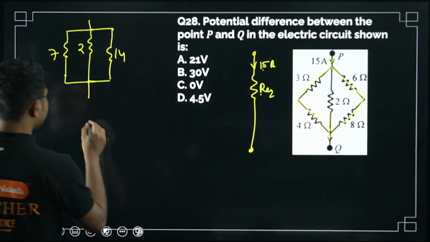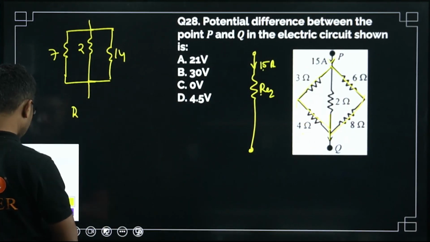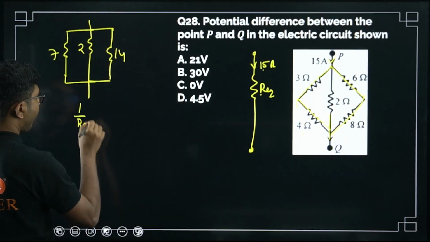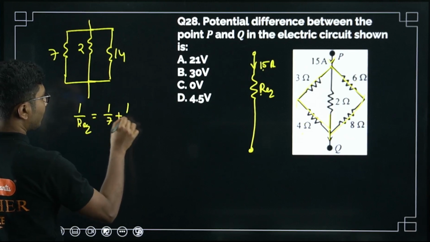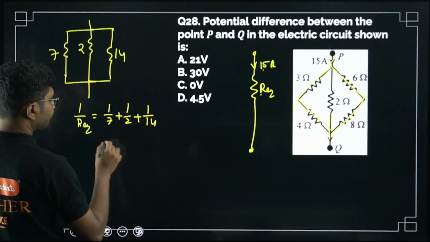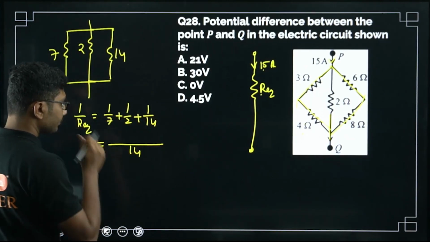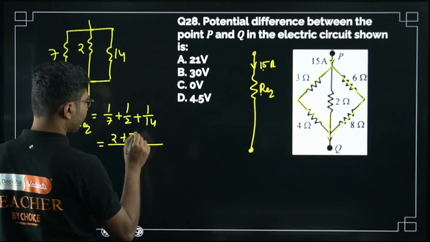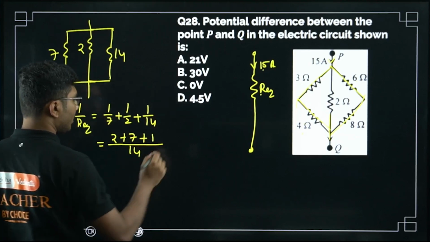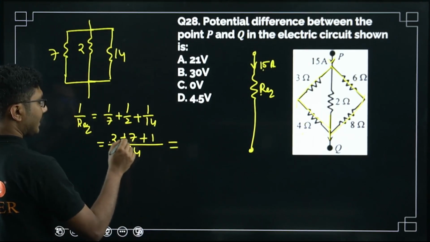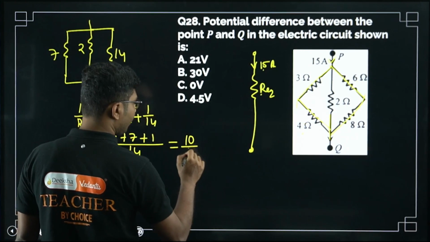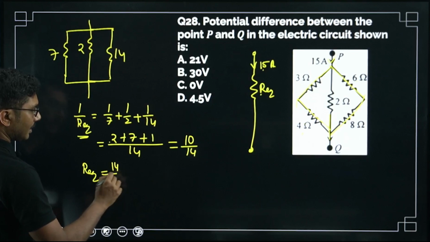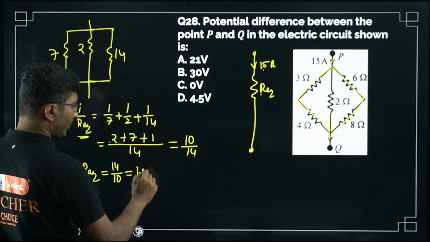So what is the equivalent resistance? Say Req. 1 by Req equals 1 by 7 plus 1 by 2 plus 1 by 14. The LCM is 14. So 7 twos are 14, plus 7 twos are 14, plus 14 ones are 14. So it will be 2 plus 7 is 9, 9 plus 1 is 10. 10 by 14. Now this is 1 by Req. So Req is 14 divided by 10, that is 1.4.